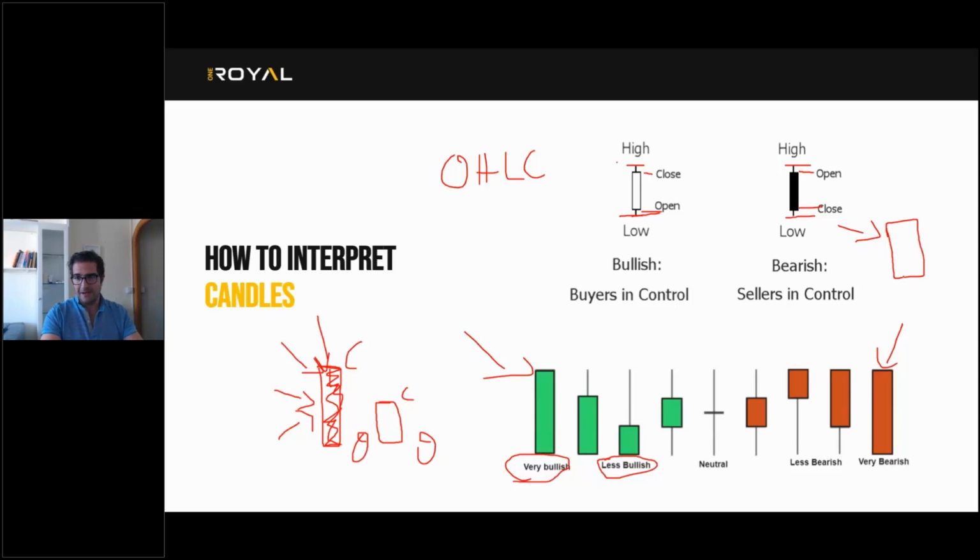as a bearish bar, this shows that there are a lot of sellers. That means the price opened here and the sellers managed to push it down and close it much lower than the opening. Okay, so this is why it is very bearish. And the smaller the body, the fewer the sellers.